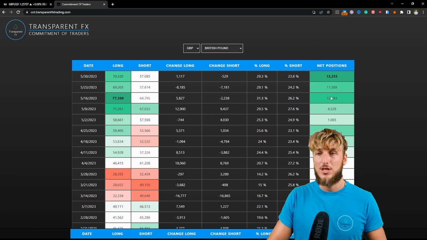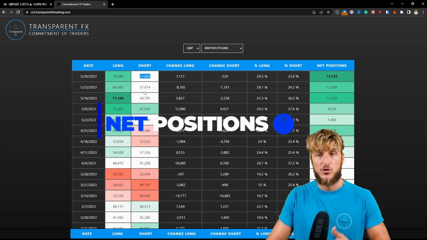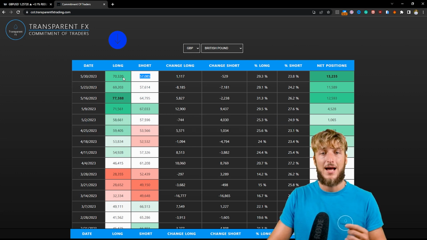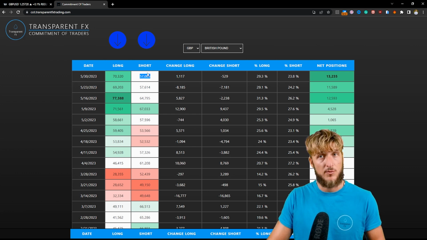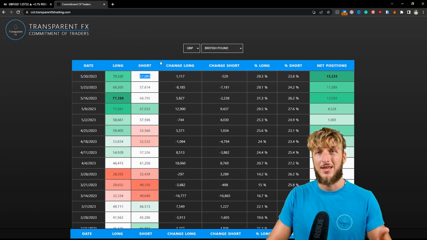And what we can see is that with the last reports, institutions went from having minus 24k net positions with way more shorts than longs. In fact, we had 52k shorts compared to only 28k longs, all the way up to now having a positive net positioning of plus 13.2k net positions with way more longs than shorts. So completely the opposite. This means that during this time, institutions have been adding longs and closing shorts at the same time. Therefore, they are moving their positioning to the bullish side of this market, expecting GBPUSD to continue to get stronger.